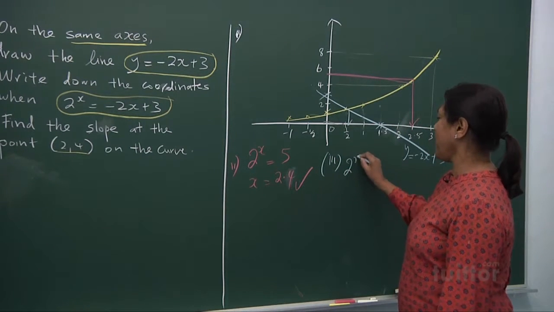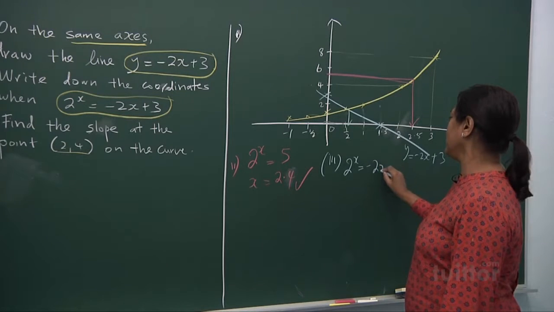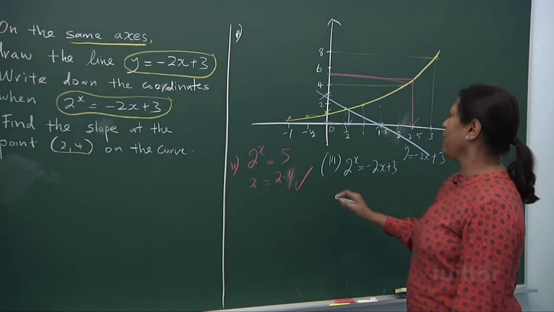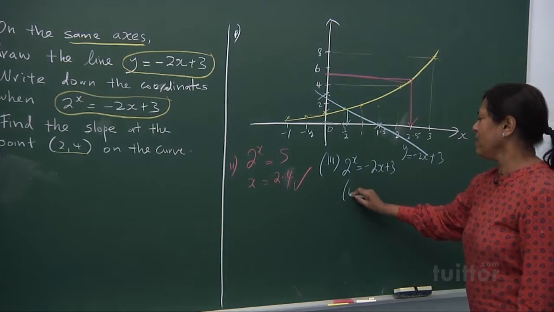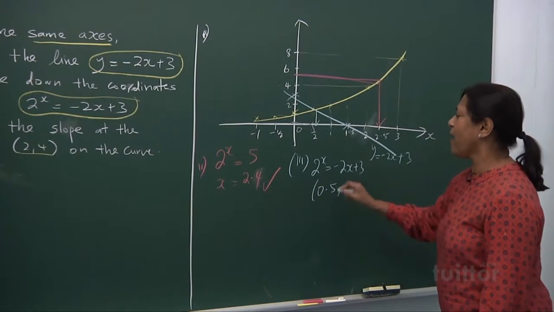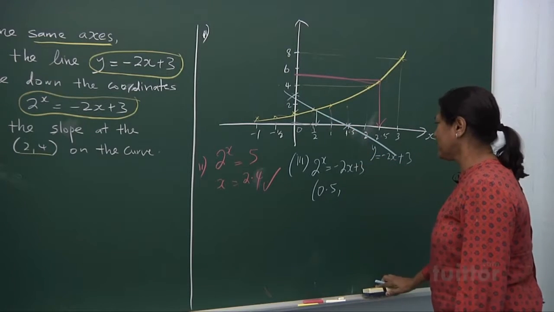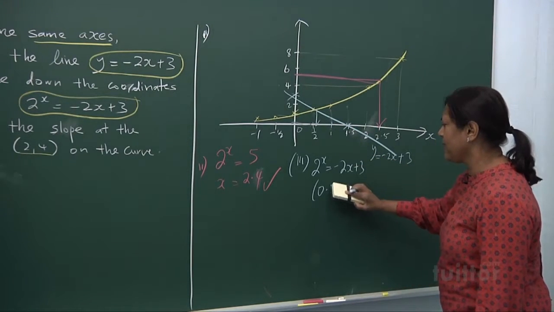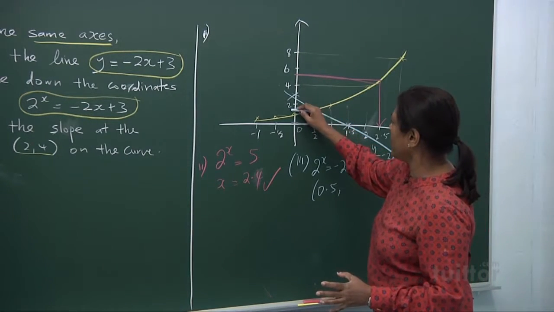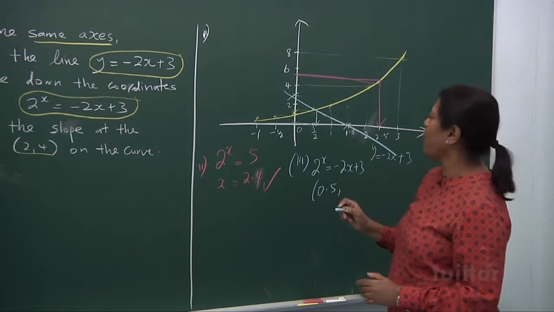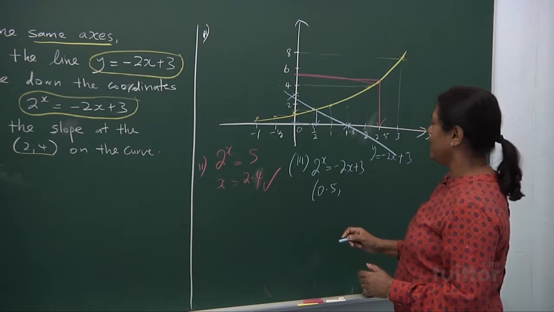When 2 to the power x is equal to minus 2x plus 3. At what point? When x is about 0.5. Alright, when x is 0.5, or you can say 0.6. If you think it's nearly there, let's put it first as 0.5 and later test it. And look at your y here. Your y is about 1.8, around there.